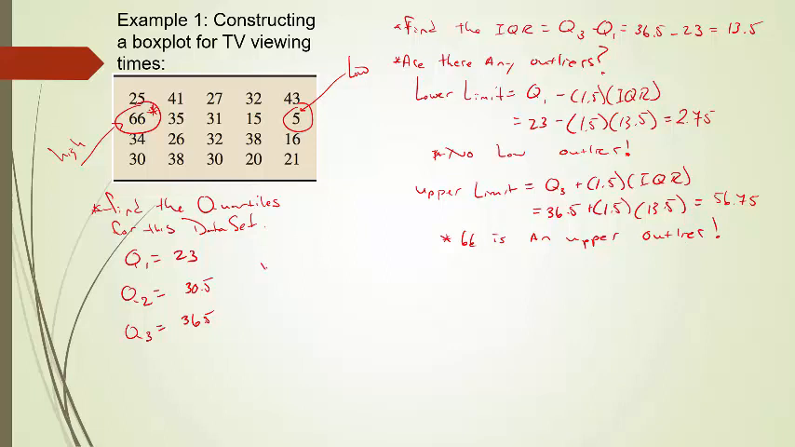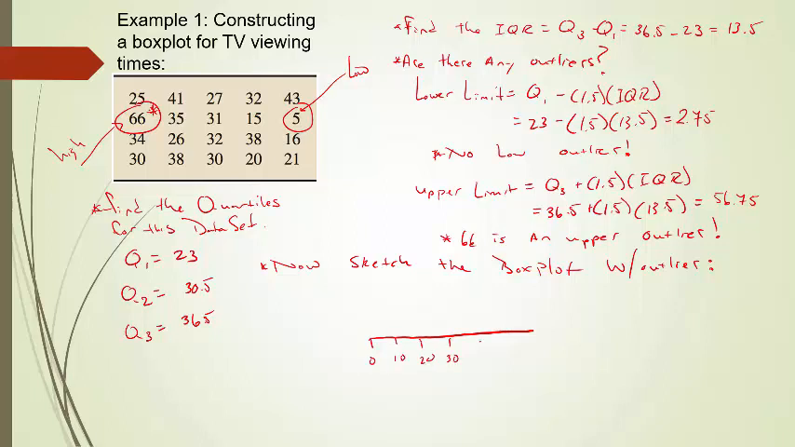Now we want to sketch the box plot with the outlier. To do this by hand, you're going to draw a number line, and it has to be able to catch the lowest value to the highest value. So I'm going to start at 0 and go by tens: 10, 20, 30, 40, 50, here's 60. I'm going to go a little bit further, and here's 70.